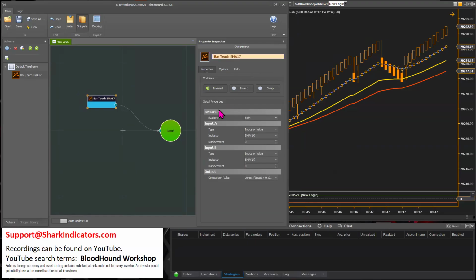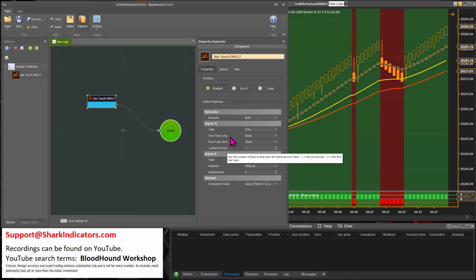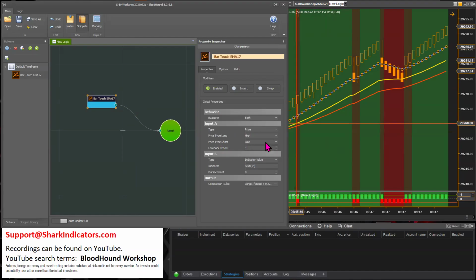All right, there we go. So we'll give it a name here. Input A, that's going to be the bar prices, the high and the low price. All right, so let's set this up. This solver is going to generate a long output when the high price is above the moving average, and a short output when the low is below the moving average. And then input B, that will be the moving average that you want to identify if it's been touched.